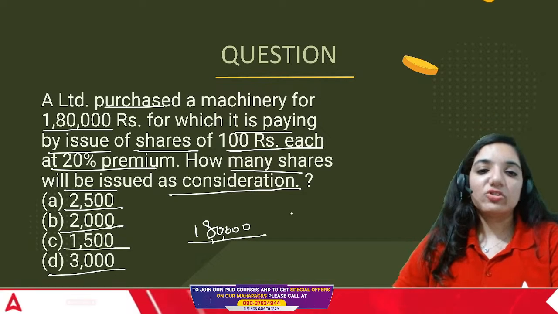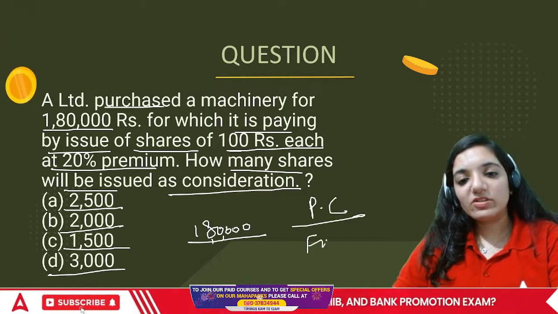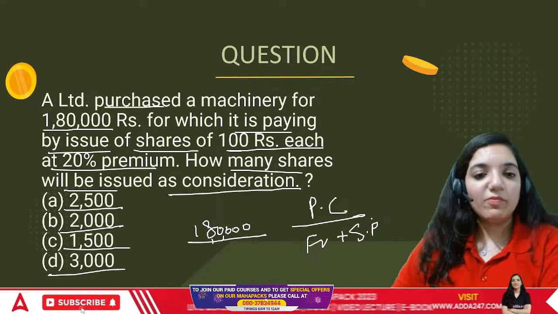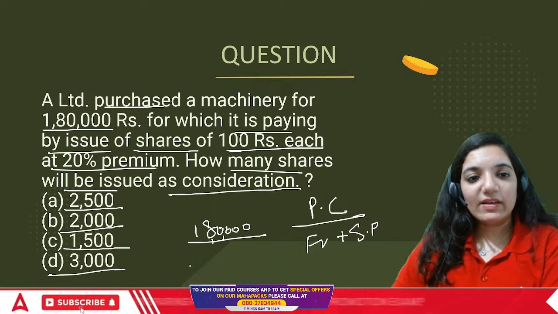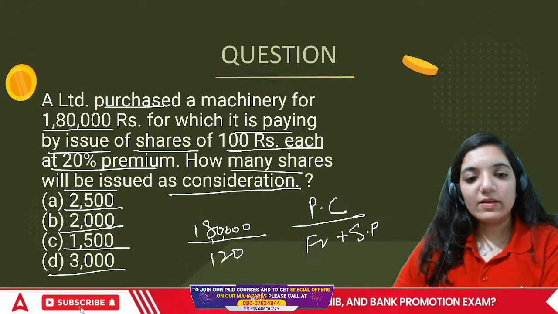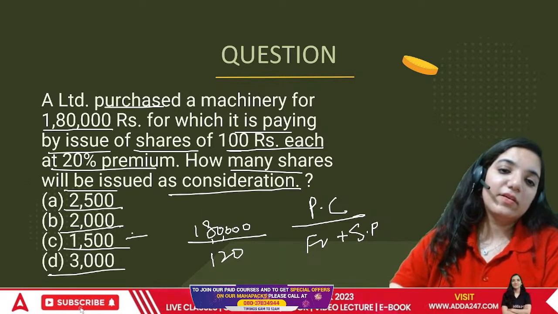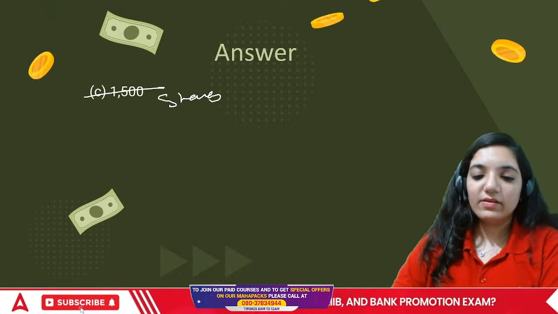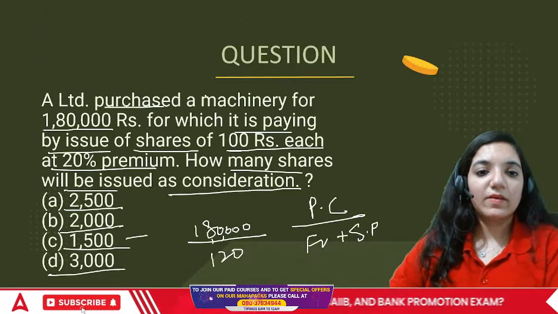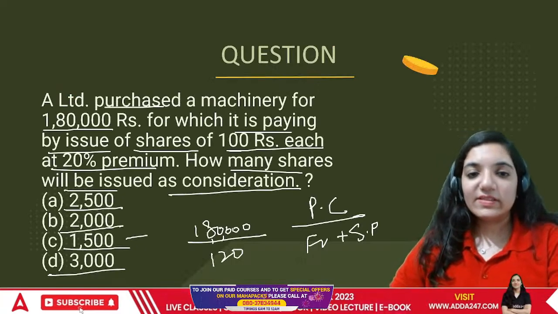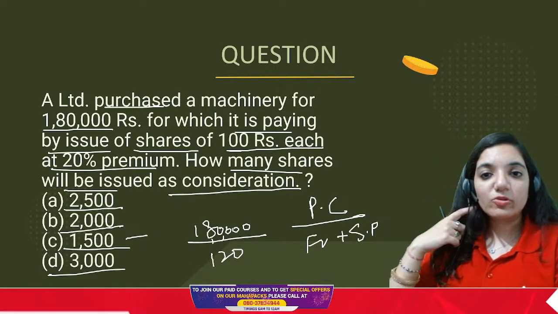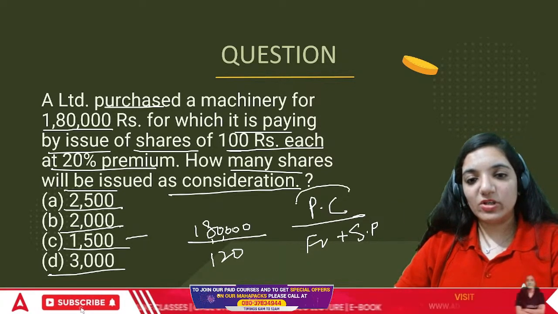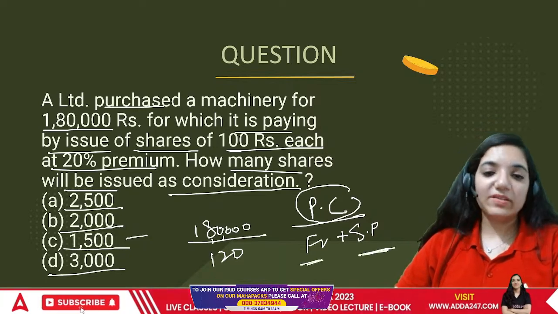The formula is purchase consideration divided by face value plus the security premium. If there is no security premium, then we will not record it. It's going to be 1,80,000 divided by 120, so it's going to be 1,500. Okay? The answer is 1,500. There are 1,500 shares, everyone. This is the formula for this particular portion: whenever we have to calculate the number of shares, it is the purchase consideration divided by face value plus the security premium.